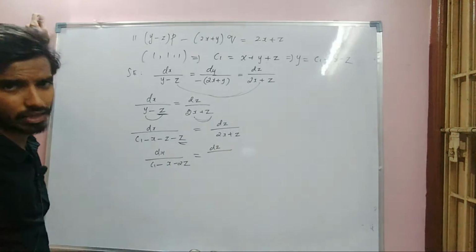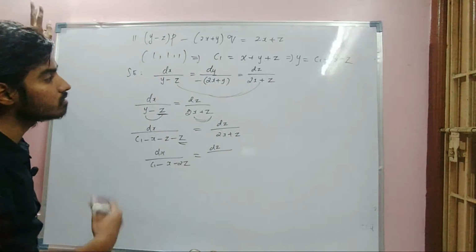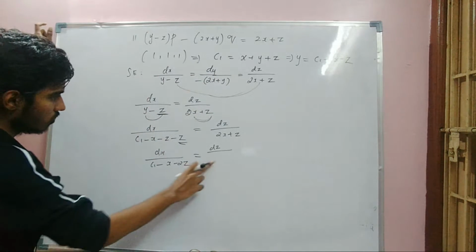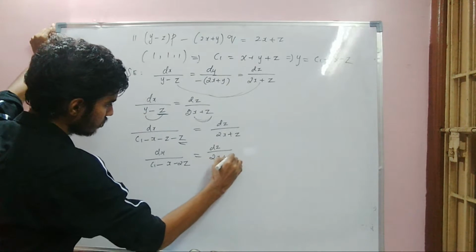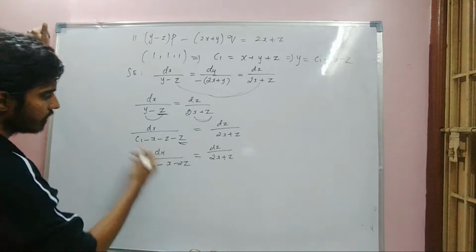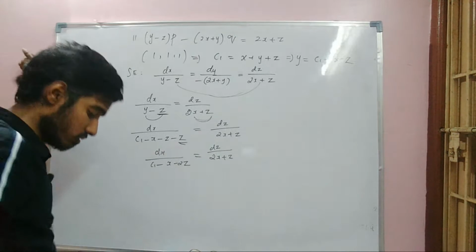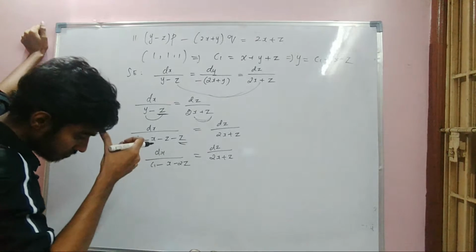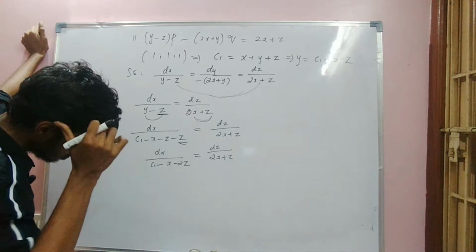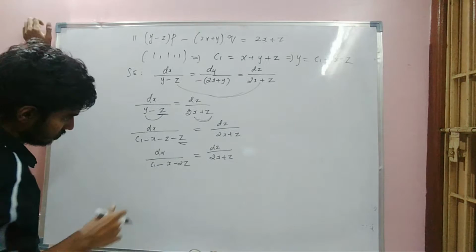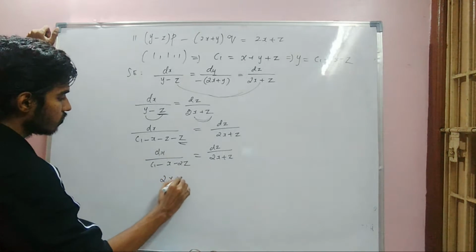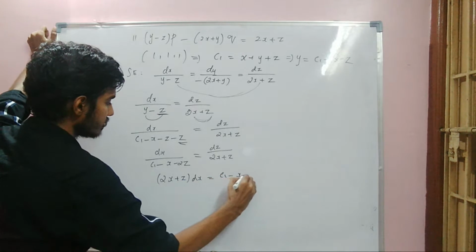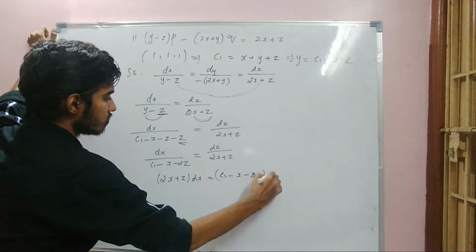Again I am telling you there is no standard procedure. You just have to group, or use a multiplier, or else add dx plus dy. You can do anything. So dz divided by 2x plus z. Now we can cross multiply and then integrate, and we will get the required answer. If I cross multiply this, we have 2x plus z dx is equal to c1 minus x minus 2z dz.